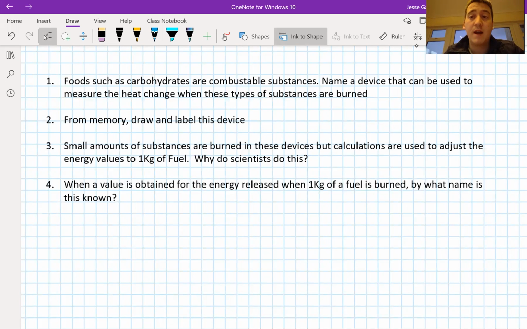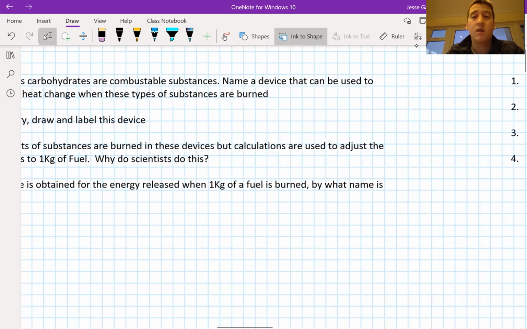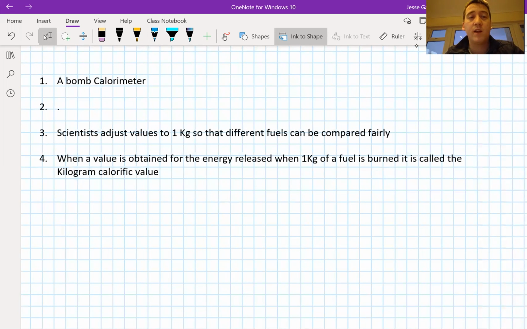It's not fair to compare 1 kilogram of one fuel with 20 grams of another fuel and just say, well, the energy from that is more than that. Of course it is. You're using a lot more of it. So we use a reference of 1 kilogram. Always adjust to 1 kilogram. When a value is obtained for the energy released when 1 kilogram of fuel is burned, by what name is this known? That would be the kilogram calorific value. Okay, so here are those answers if you need to pause and if you need to record anything.